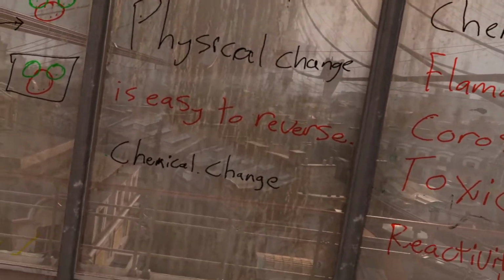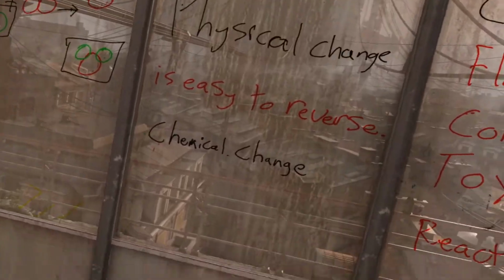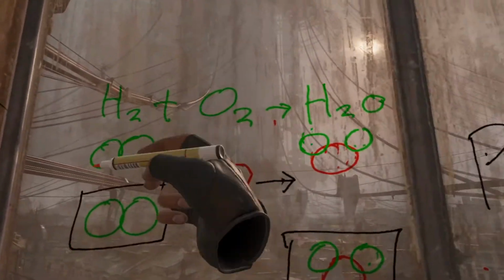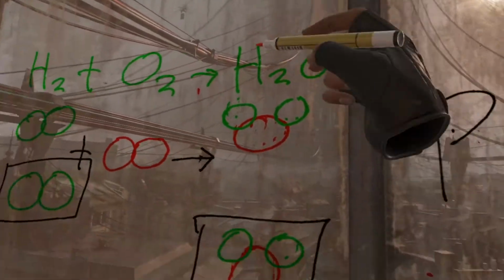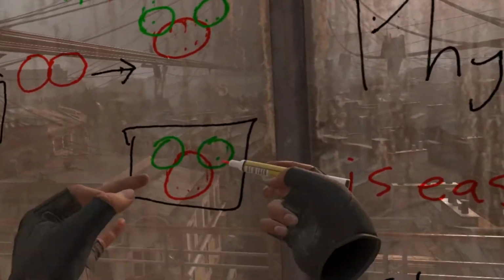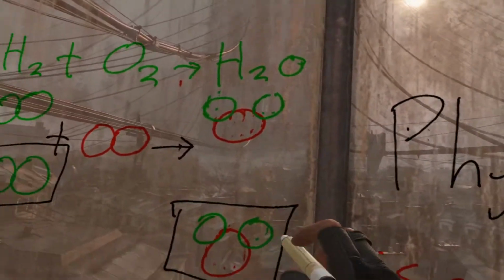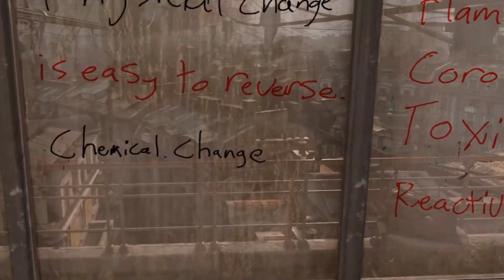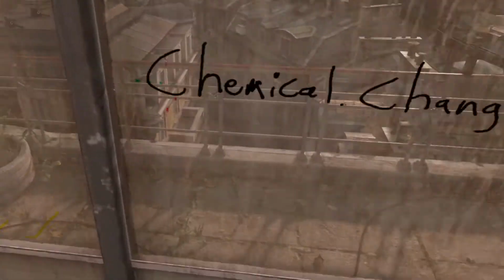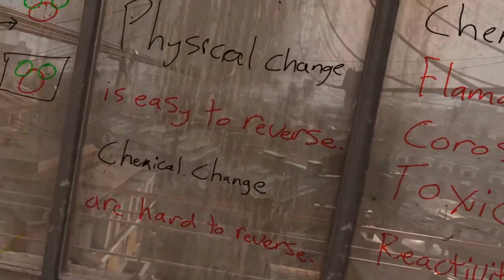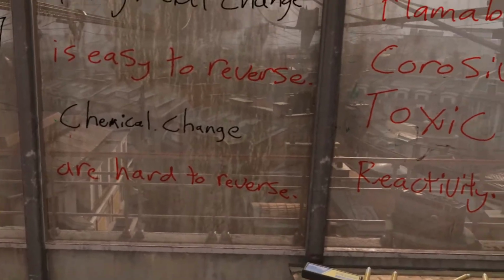However, with chemical changes, it is a little bit more difficult to reverse these reactions or to reverse these changes. Going back to our example here with hydrogen gas and oxygen gas, to make water, we have fundamentally rearranged how the atoms are attached to each other. This is a lot more difficult to reverse and generally only goes one way. So chemical changes are hard to reverse. So while physical changes are easy to reverse in principle, most chemical changes are very difficult to reverse.